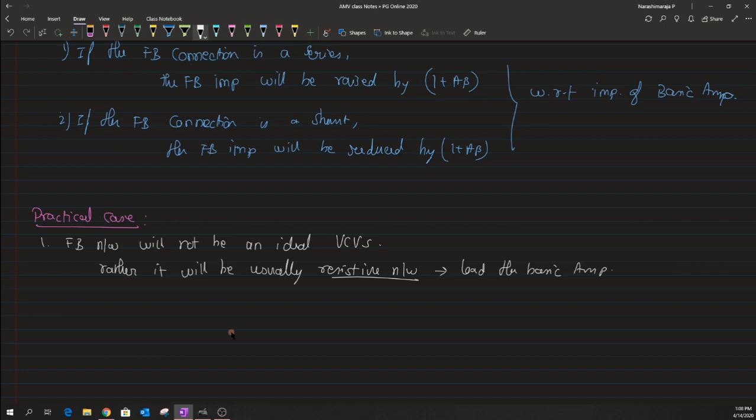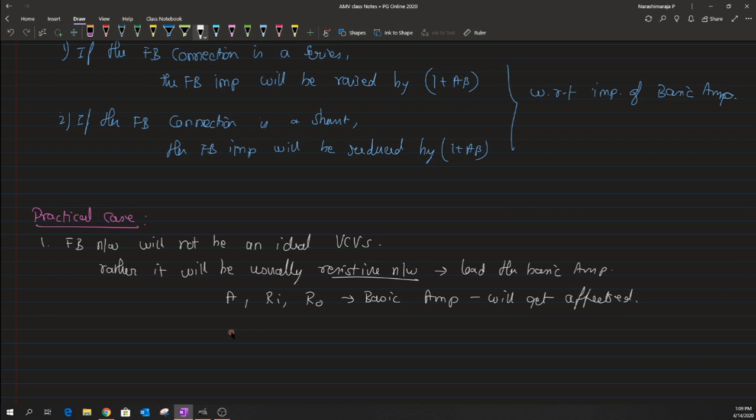And when it loads the basic amplifier, the quantities that we have discussed, like the gain as well as Ri as well as R naught, which are the parameters associated with the basic amplifier, will get affected. So I think you are clear with this particular statement.